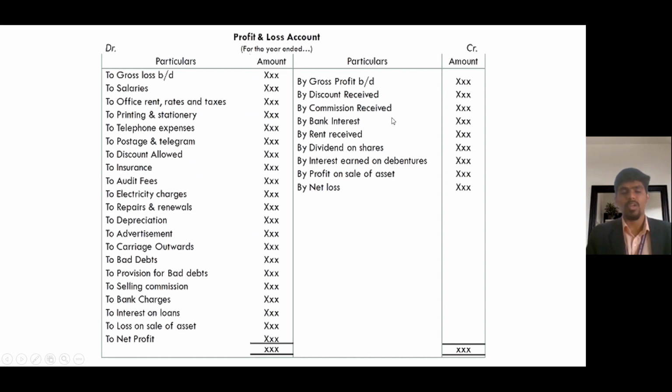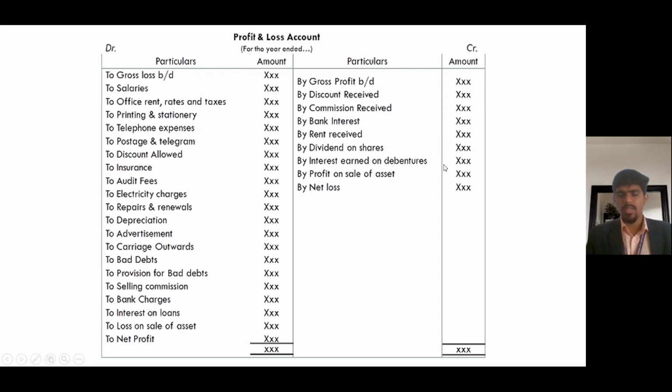You have kept some deposit in your bank, and on that you are getting interest. And rent received. If you have any property let out, and you are receiving rent on that, that will be called rent received, which is non-operating income. And dividend on shares. If you have invested in shares of any business, and you earn a dividend on that, that will be considered as non-operating income.